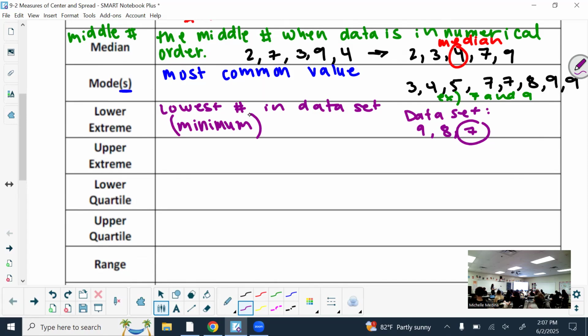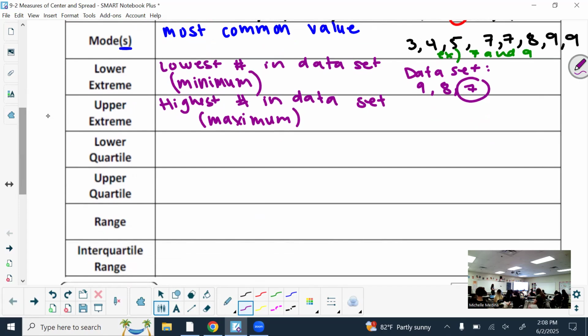Upper extreme, what do you think that means? Highest number in the data set. People get hung up on the word extreme, thinking it automatically makes it an outlier. Not necessarily. It just has to be the maximum value in your data set.